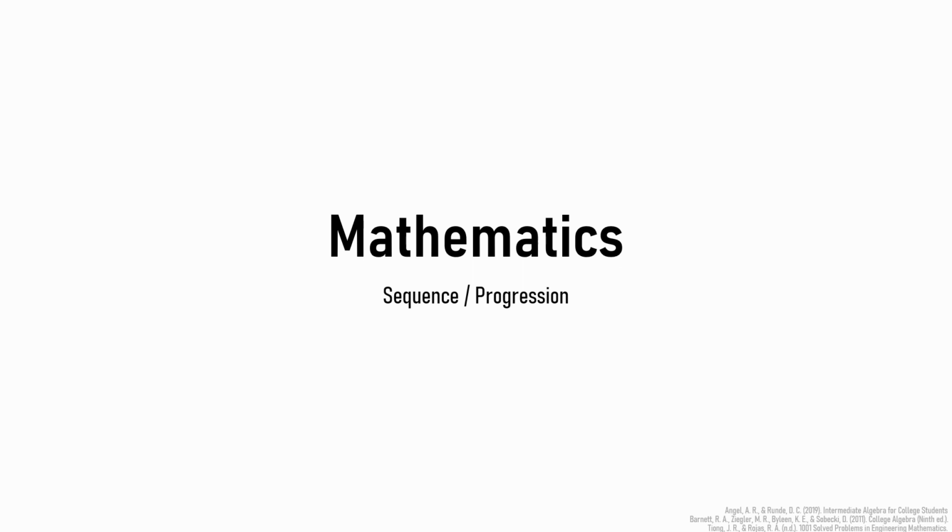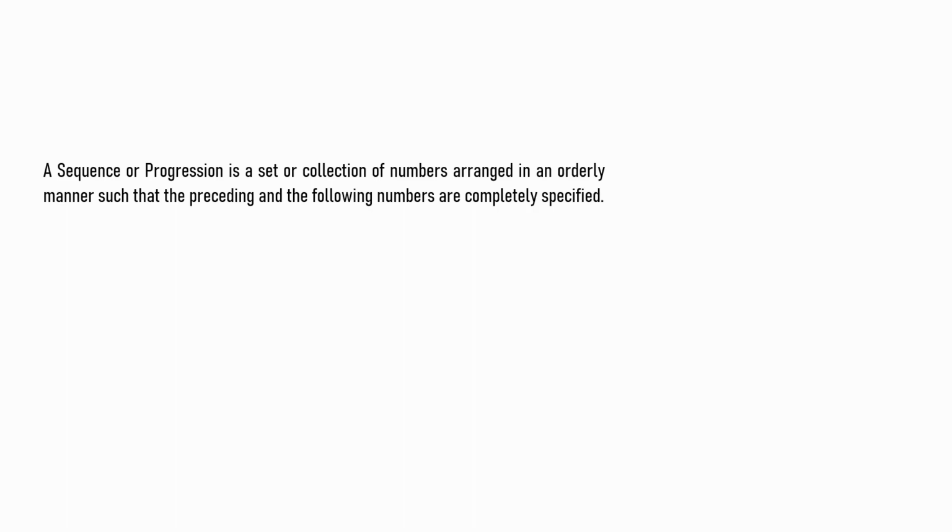Sequence or progression. A sequence or progression is a set or collection of numbers arranged in an orderly manner, such that the preceding and the following numbers are completely specified. Kumbaga may pattern. Pwede natin malaman yung rules para makuha natin yung pwedeng preceding and or succeeding terms. Gaya nito.